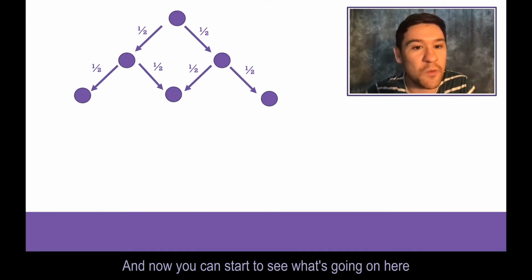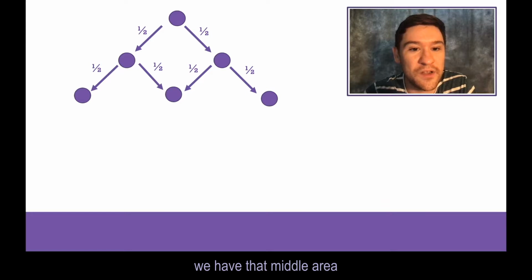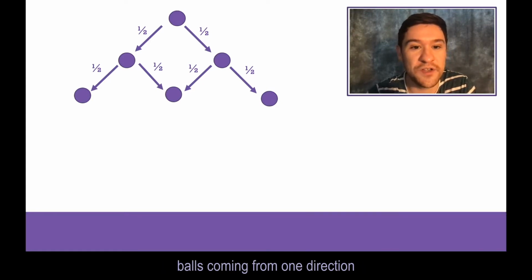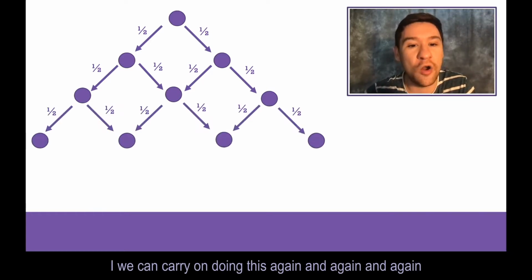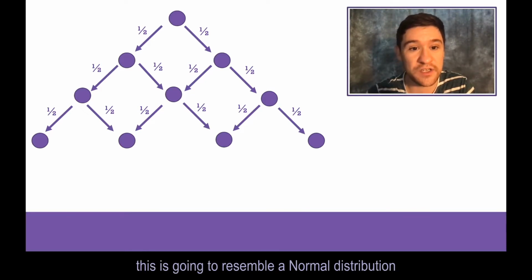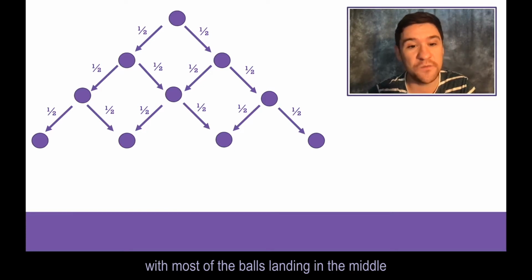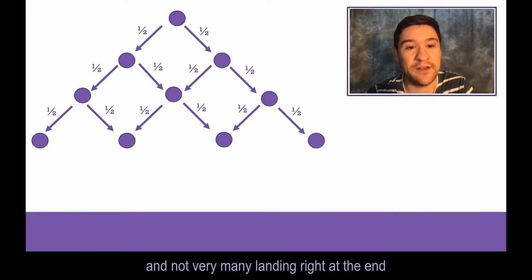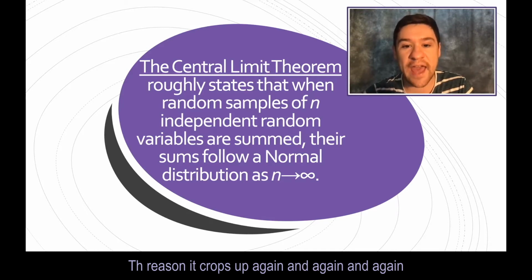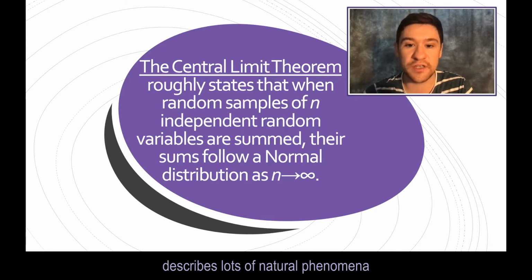And now you can start to see what's going on here. We have that middle area. We have balls coming from two directions there, whereas in the outer areas we only have balls coming from one direction. So there's going to be more built up in the middle area than in the tails. And we can carry on doing this again and again. The more obstacles we have, the closer this is going to resemble a normal distribution, with most of the balls landing in the middle and not very many landing right at the end, and it being spread out like a bell curve.